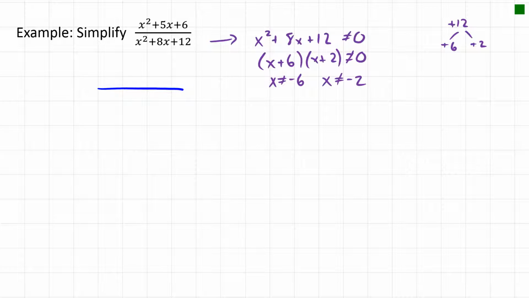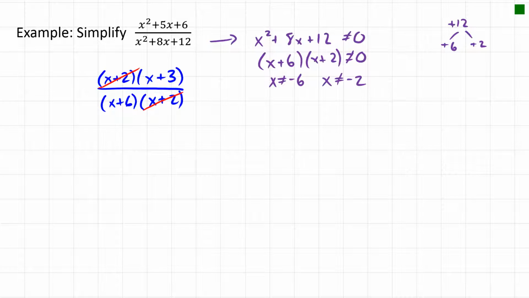Now I have to factor the numerator. So I'm looking for two numbers that multiply to positive 6, add to positive 5. That would be x plus 2 and x plus 3. And I've actually already factored my denominator there. I did that when I found the non-permissible values. And now we take a look and see if there's any common factors on the top and bottom of my fraction. And sure enough, x plus 2 over x plus 2 cancels out because x plus 2 divided by x plus 2 is equal to 1.